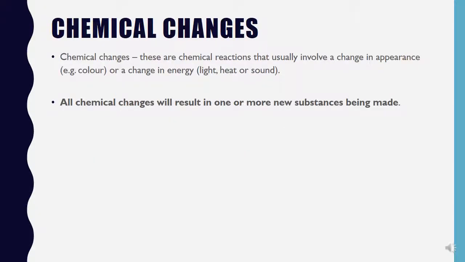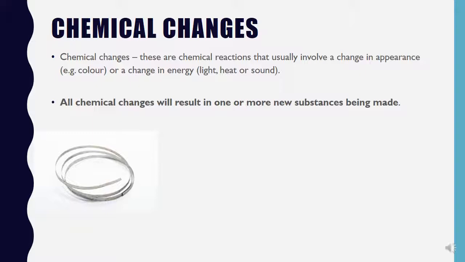Chemical changes. Chemical changes are chemical reactions that usually involve a change in appearance. For example, there may be a colour change, or there may be a change in the energy. Light might be given off, heat could be given off or taken in, or sound could be given off. All chemical changes will result in one or more new substances being made.